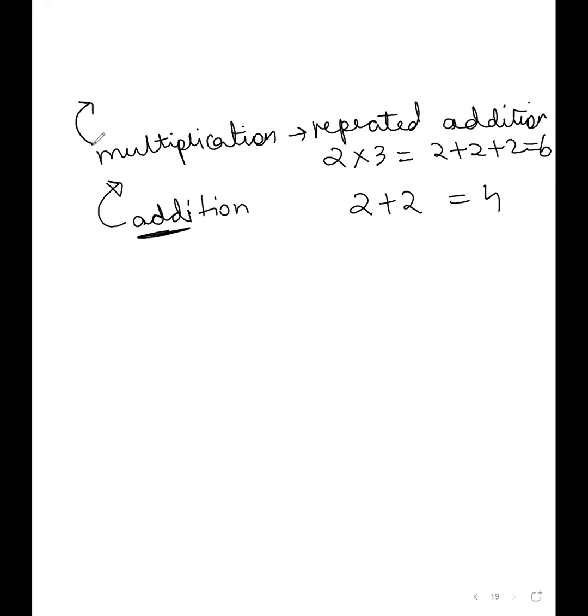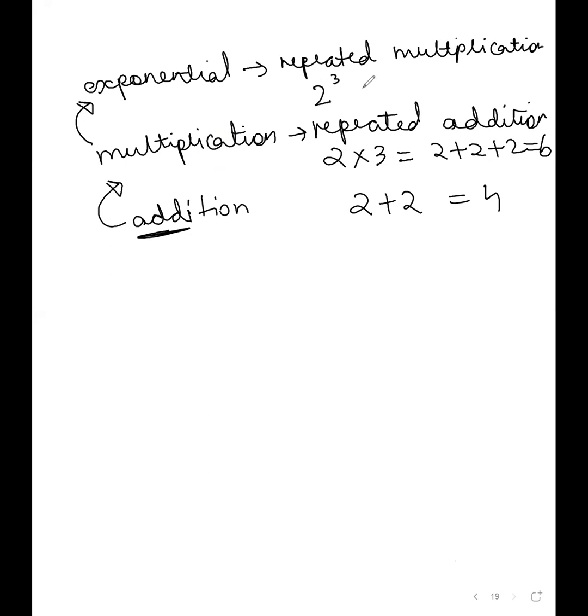The next level is what we call power, you know, the square thing. This is called exponential. This is repeated multiplication. Okay, I understand now. What does that mean? It means if I say 2 to the power 3, this is equal to 2 multiplied by 2 multiplied by 2. This is equal to 8.